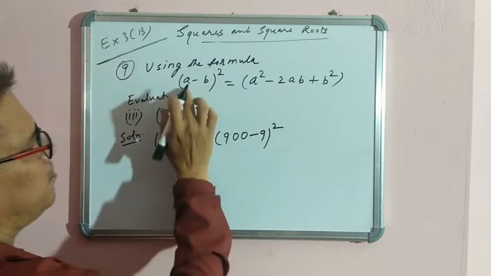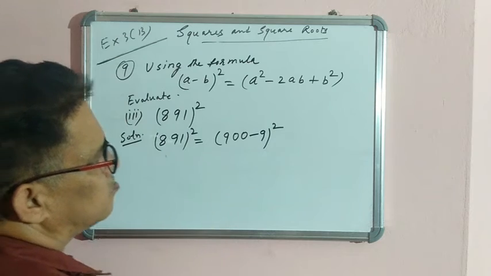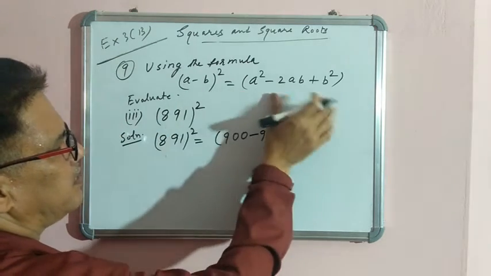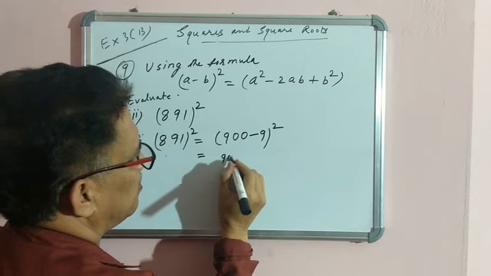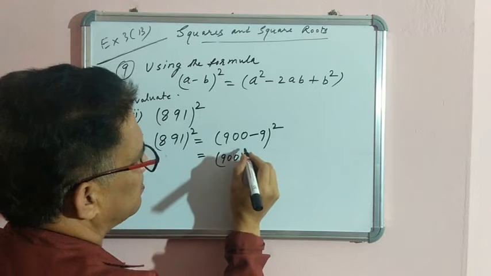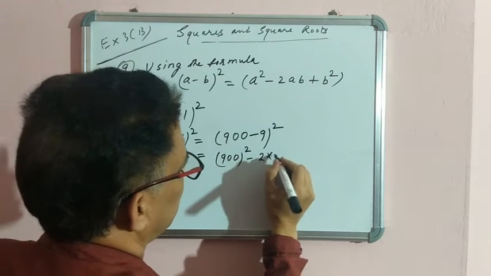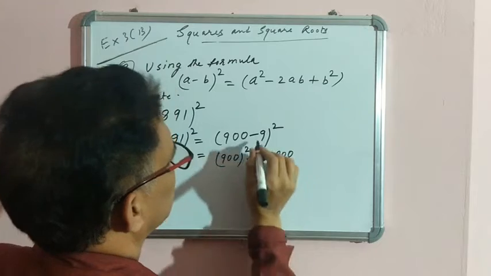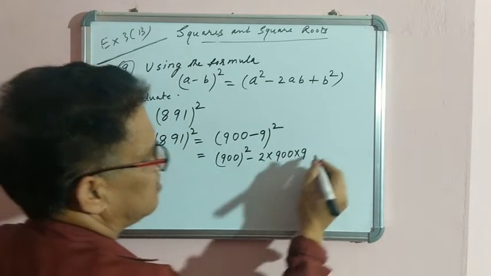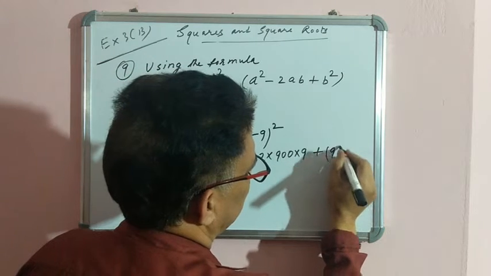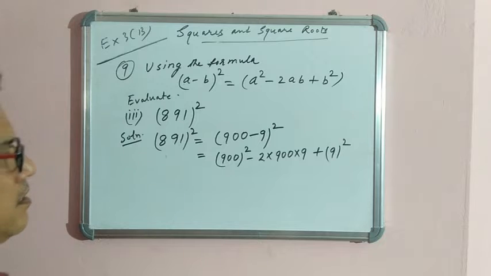The value of A is 900 and the value of B is 9. So we will write the right side of this formula. A square, that is 900 square, minus 2 into A into B, plus B square, that is plus 9 square. Now we will solve it.